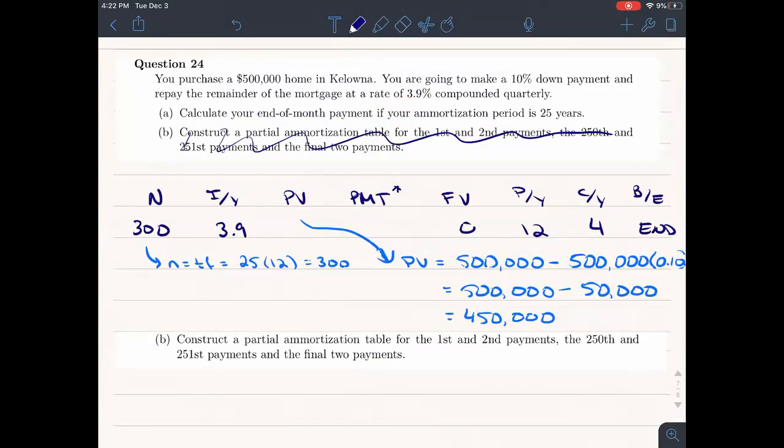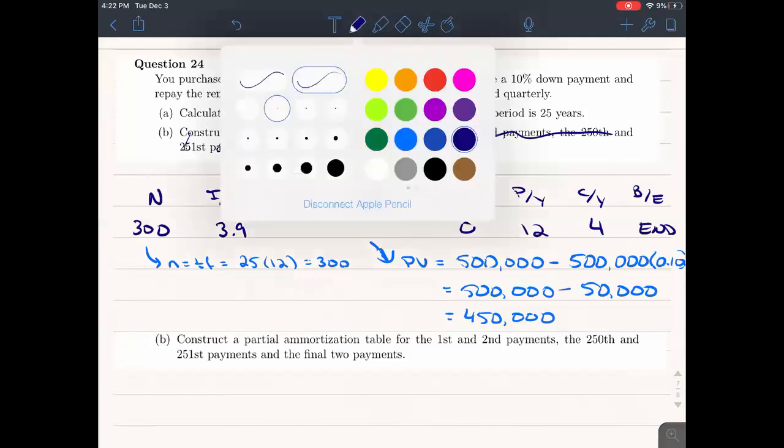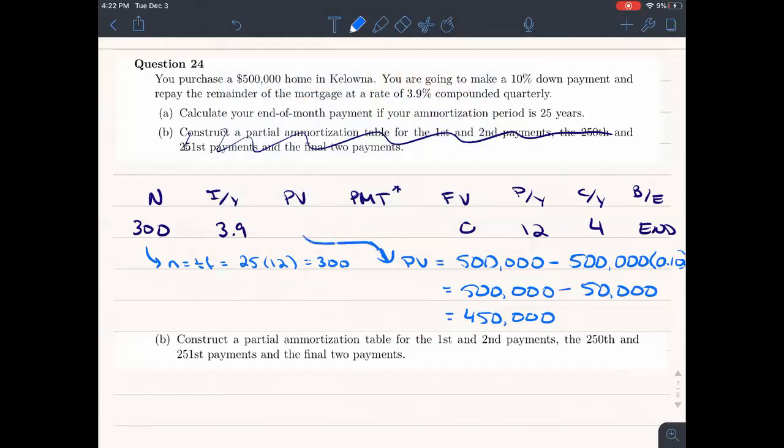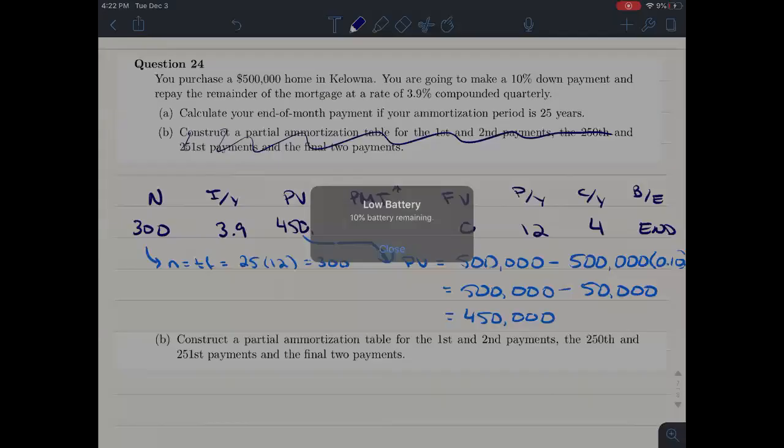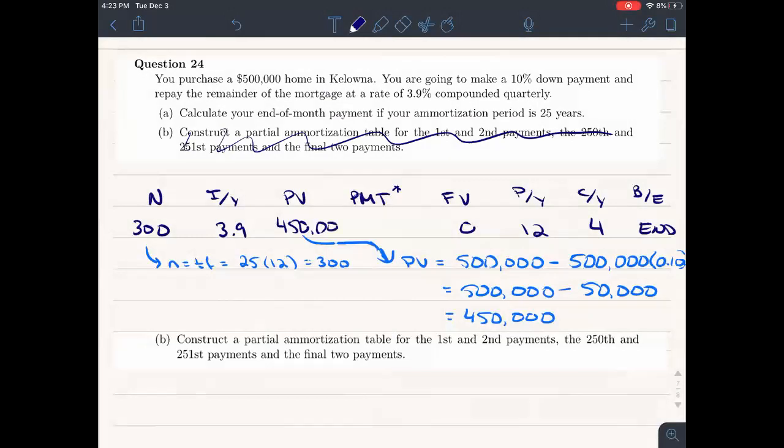In terms of where the money is going and coming from, right? The idea is that we get this money, the 450,000, and then we pay it off with negative payments, right? So the present value has to be positive. Oh, I know, I've been trying to avoid my low battery this whole time. And so now I'm ready to solve for my payment amount.